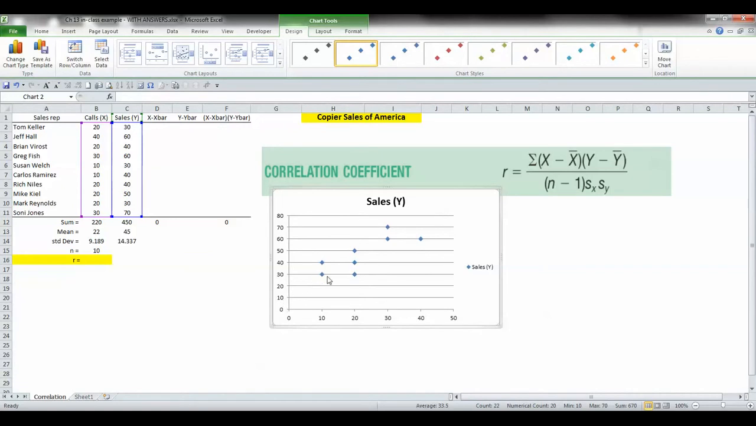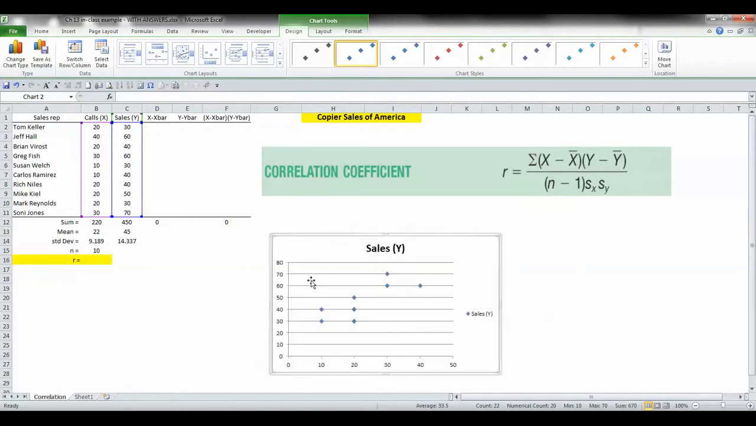And we can see that the data generally slopes upward. This could use a little bit of cleaning up, putting in axes, labels, and so on, but for the sake of the video, we'll just leave it as is. Based on this, it appears as though as we increase the number of sales calls, we also increase the number of sales that we make. And that seems logical, seems reasonable.